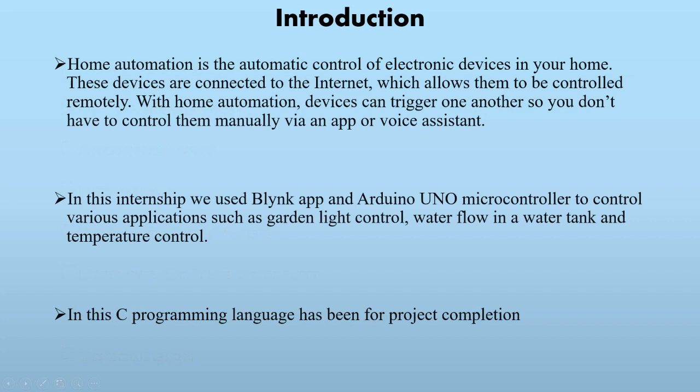Home automation is the automatic control of electronic devices in your home. These devices are connected to the internet, which allows them to be controlled remotely. With home automation, devices can trigger one another so you don't have to control them manually via an app or a voice assistant, like we use Blynk. In this internship, we use the Blynk app and Arduino Uno microcontroller to control various applications such as garden light, water flow in tank, and temperature control. In this, the C programming language has been used for the project completion.